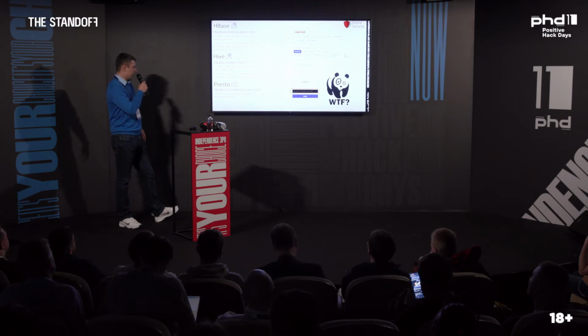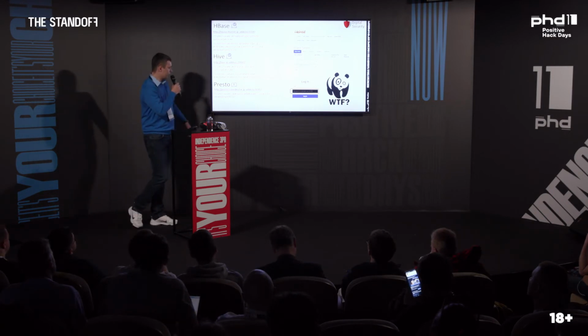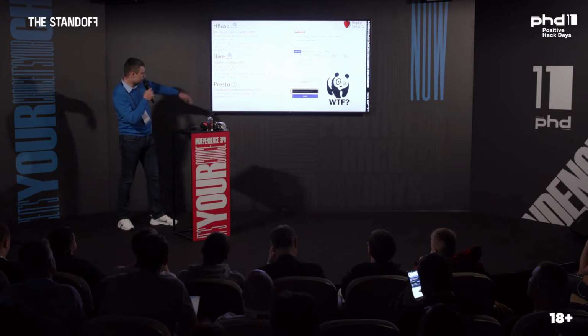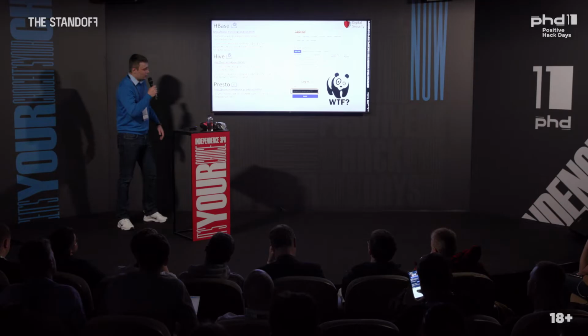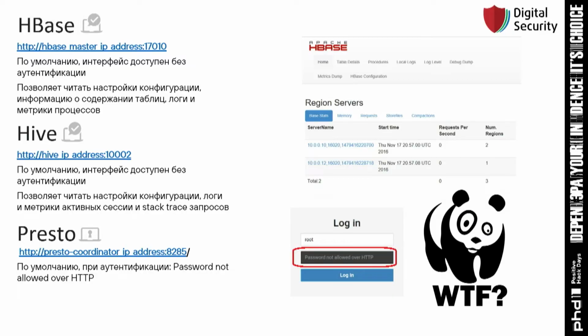Presto, that's a funny thing. Let me read it. So here we have this chart, login, and we have this username, and where we have this password, we get this inscription: password not allowed over HTTP. And I was looking like this panda, like saying, what the hell is going on? And it runs very smoothly by default. And more interesting information follows.